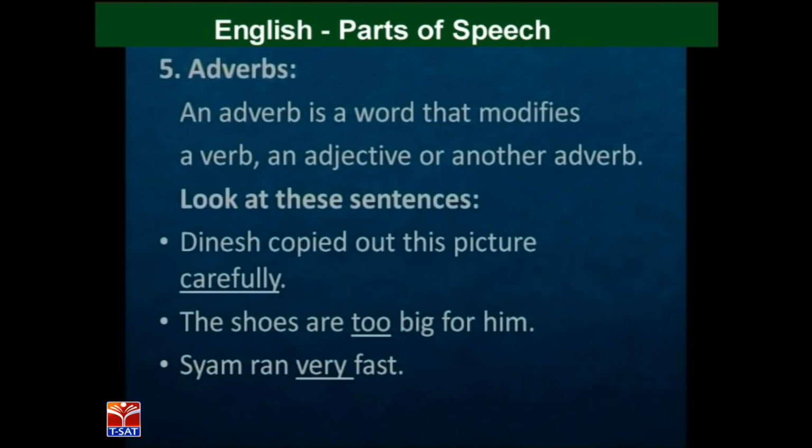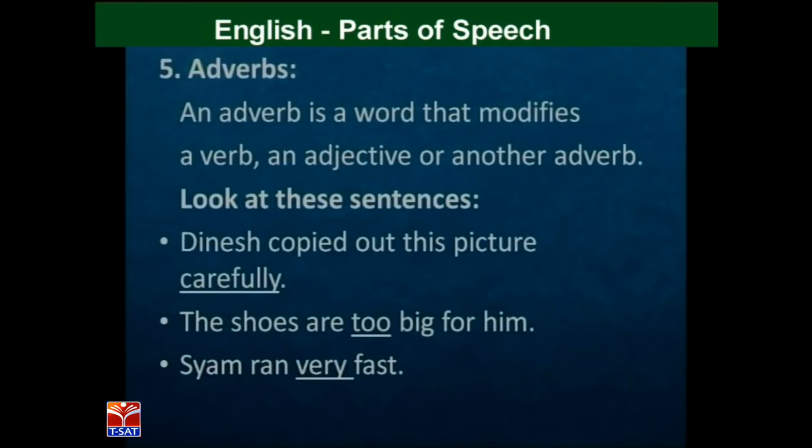Similarly, another sentence. The shoes are too big for him. What are too big? The shoes are too big. The underlined word in this sentence is too. Too big. Big is an adjective. How big are they? They are too big for him. Too big to wear. So, in this sentence, the adverb too modifies an adjective.